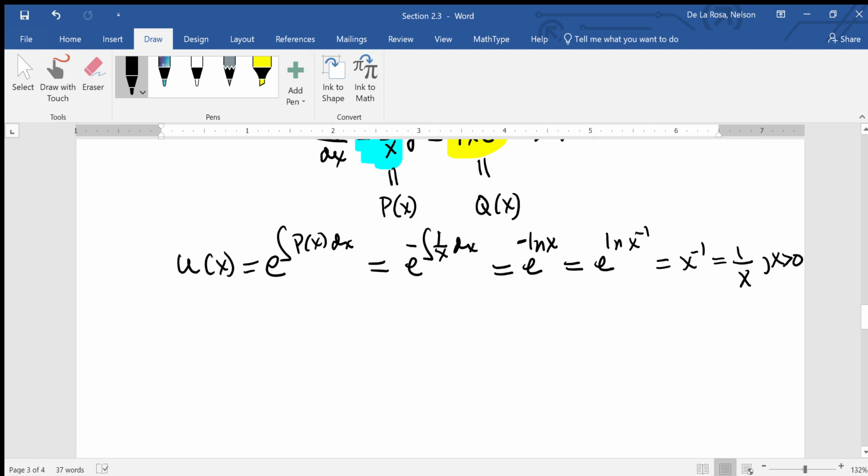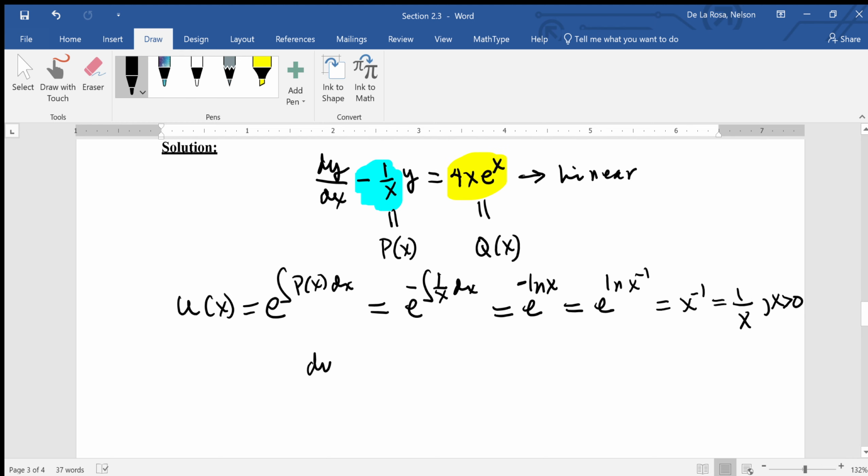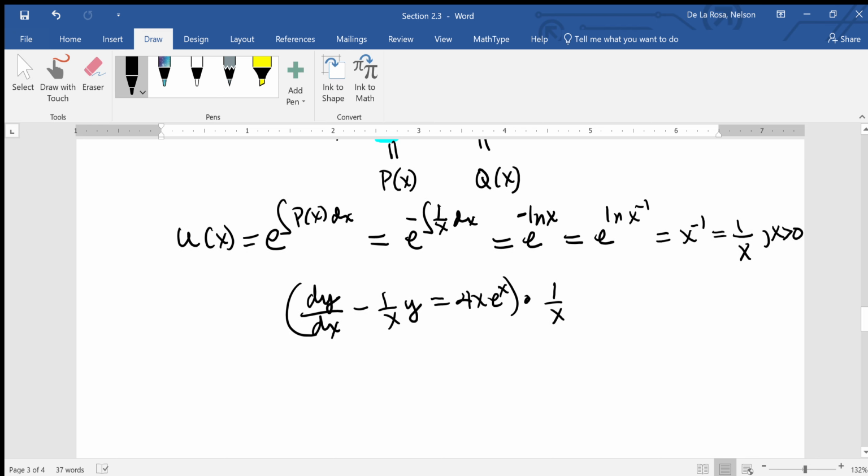So now we multiply the whole equation. Our whole equation is dy/dx minus 1 over x y equals 4x e to the x, times the integrating factor, which is 1 over x. So once we multiply everything by the integrating factor, we're going to have an equation: 1 over x dy/dx minus 1 over x squared y equals 4e to the x.